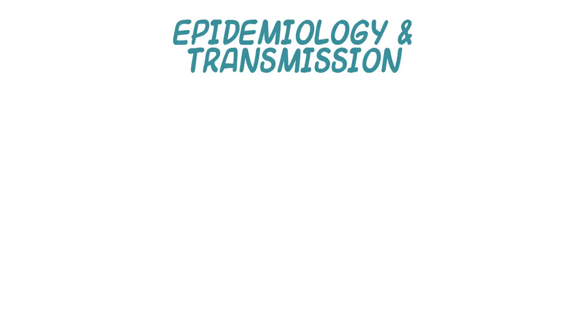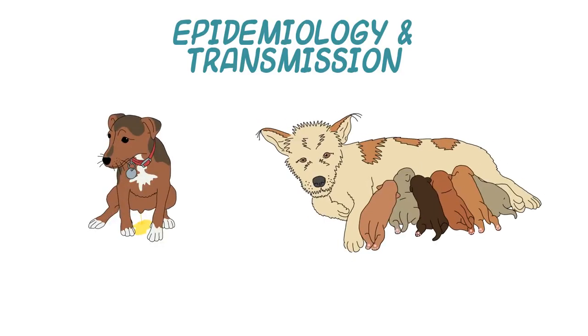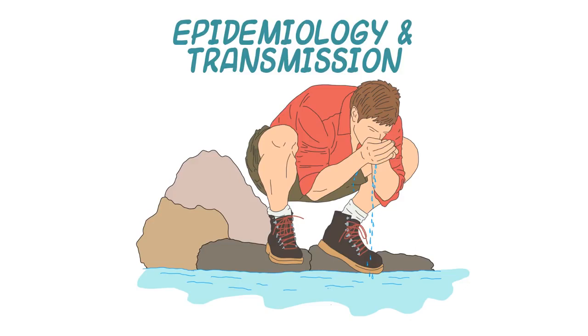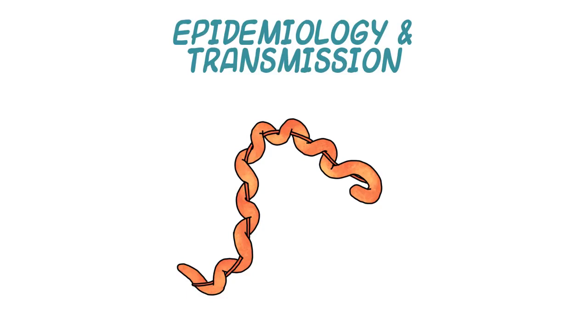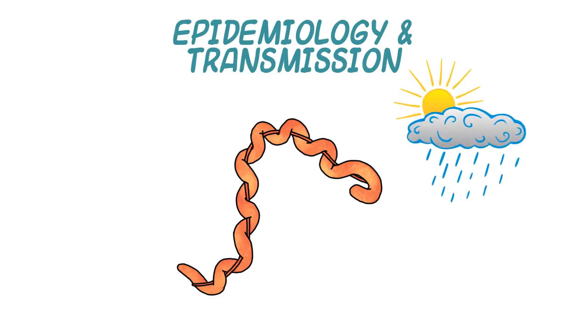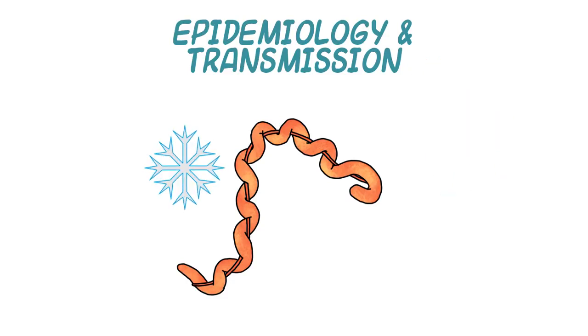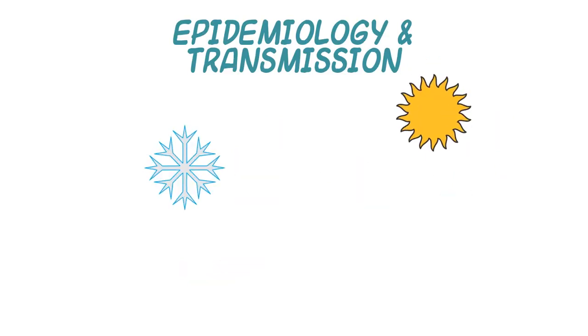Transmission among maintenance hosts occurs through contact with infected urine, placental fluids, or milk, and occasionally venereally or transplacentally. Infection of incidental hosts occurs by indirect contact, most often through water contaminated with urine of maintenance hosts. Survival of the leptospires in the environment to allow transmission is favored by moist and warm conditions, as lepto is killed by freezing, dehydration, and exposure to sunlight.